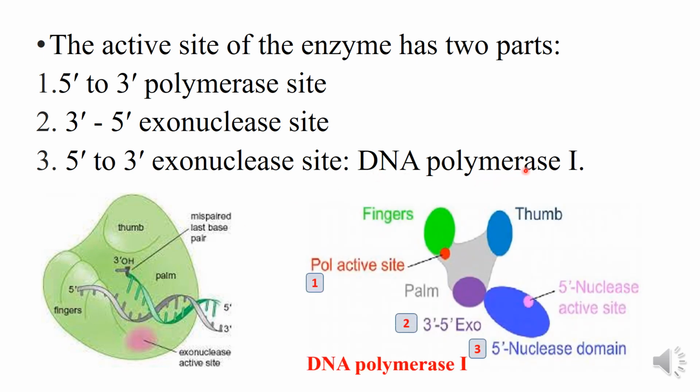Now in DNA polymerase 1 there is a third site, that is the 5' to 3' exonuclease site. So the DNA polymerase 1 has the polymerase site, the 3' to 5' exonuclease site, and the 5' to 3' exonuclease site. So it has three active sites.